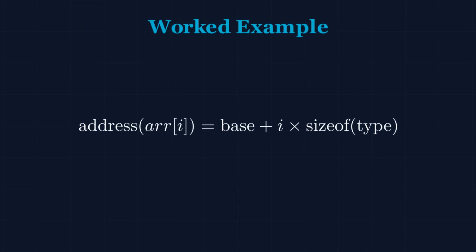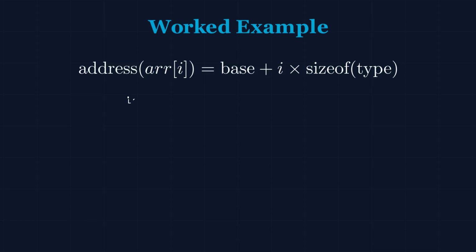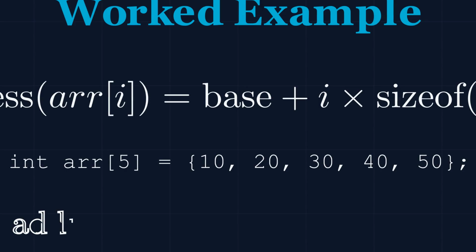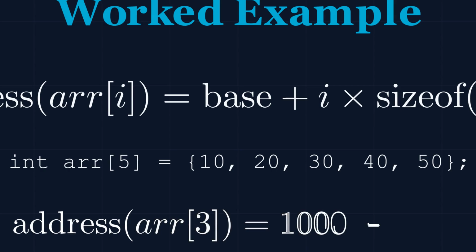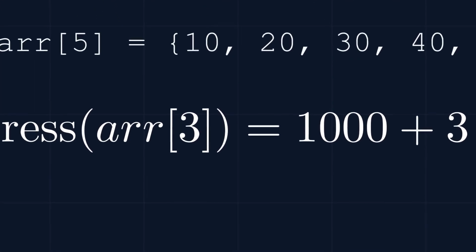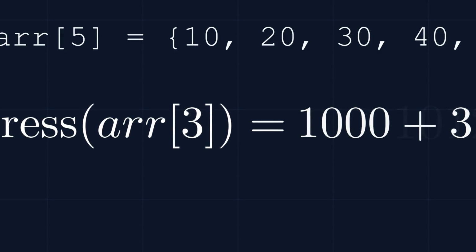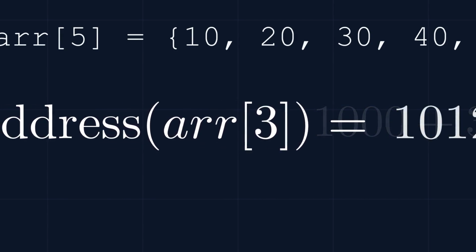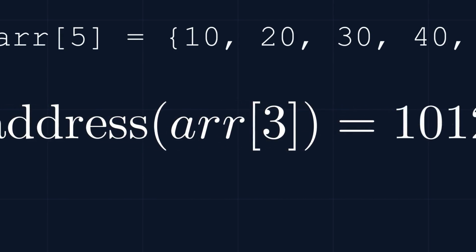Let's put real numbers into that formula. Suppose we declare an array of 5 integers, and suppose the array happens to start at memory address 1000. In C, an int typically takes up 4 bytes. Now let's find the address of arr[3], the element holding the value 40. We substitute base equals 1000, i equals 3, and sizeof(int) equals 4 directly into the formula. 3 times 4 is 12, and 1000 plus 12 gives us 1012. So, without ever scanning through the array, C jumps directly to memory address 1012 and reads out the value 40.